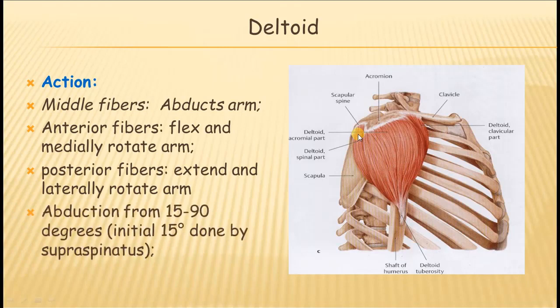So as I told you, it is from 15 to 90 degrees. The initial 15 degrees is actually brought about by the supraspinatus muscle. So the supraspinatus muscle initiates the abduction mechanism. Now coming to the relations of the deltoid muscle.